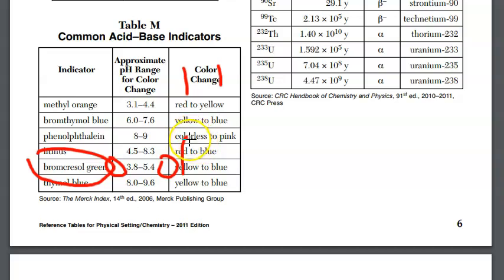The actual indicator would go from yellow to yellow-green, then green-yellow, and then green-blue. You get the picture. If I'm dealing with bromocresol green and a base like KOH, and my pH is greater than 7, we're greater than 5.4, which means the color would be blue.